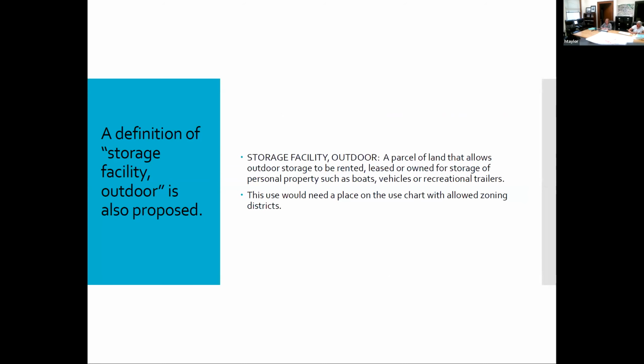Another significant change is the inclusion of a new definition. A definition of storage facility outdoor is also proposed. Storage facility outdoor would be a parcel of land that allows outdoor storage to be rented, leased, or owned for storage of personal property such as boats, vehicles, or recreational trailers. This use would need to be placed on the use chart with an allowed zoning district. At this time, we don't have it in the use chart, but it would need to be placed there as well.